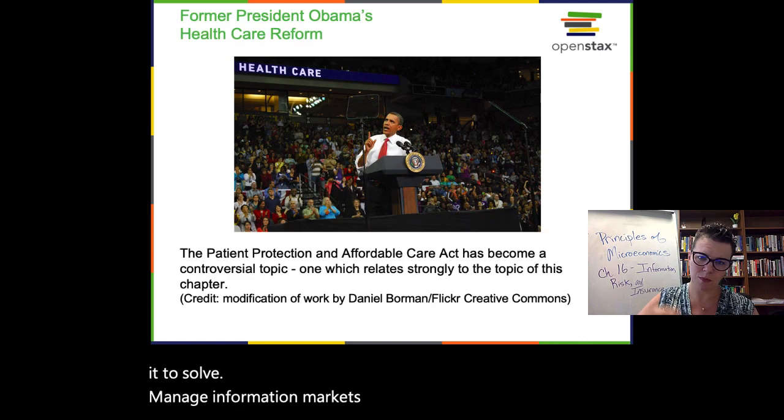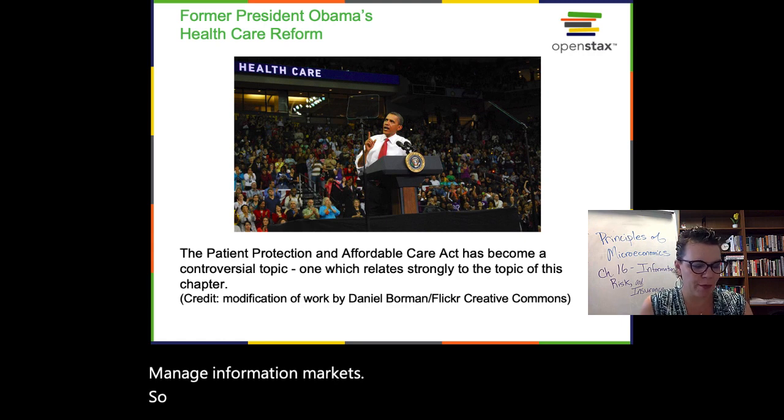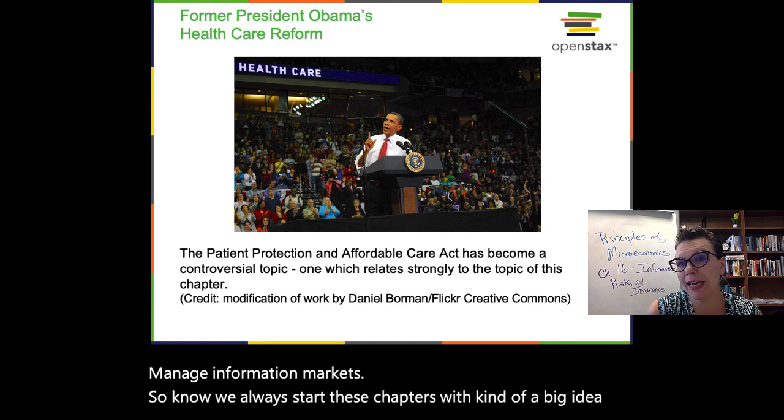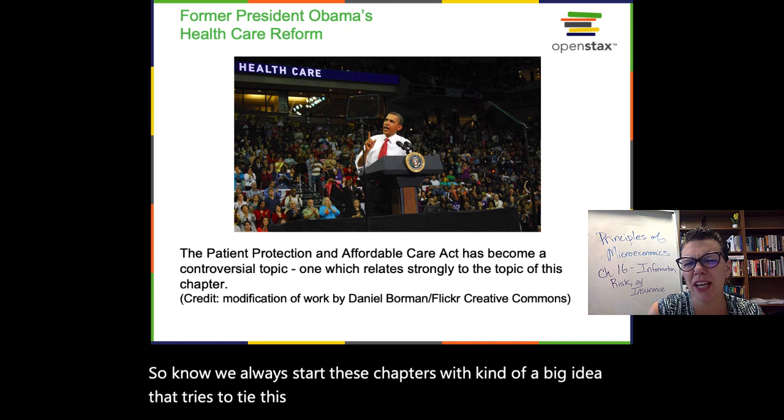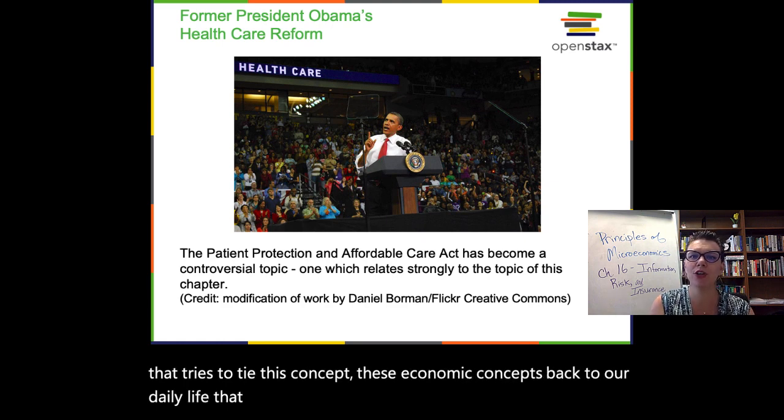and talk about it in terms of how we can use it to solve and manage information markets. So, you know, we always start these chapters with kind of a big idea that tries to tie this concept, these economic concepts, back to our daily life, back to things we might have heard of or experienced.